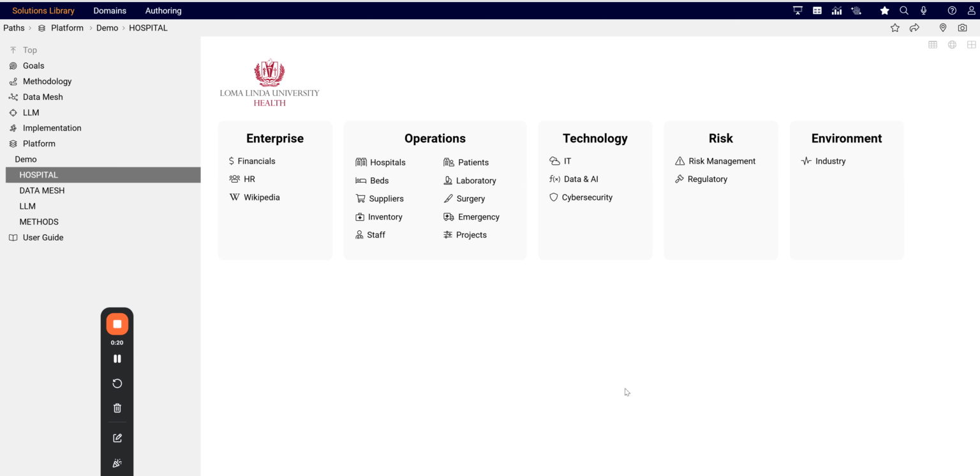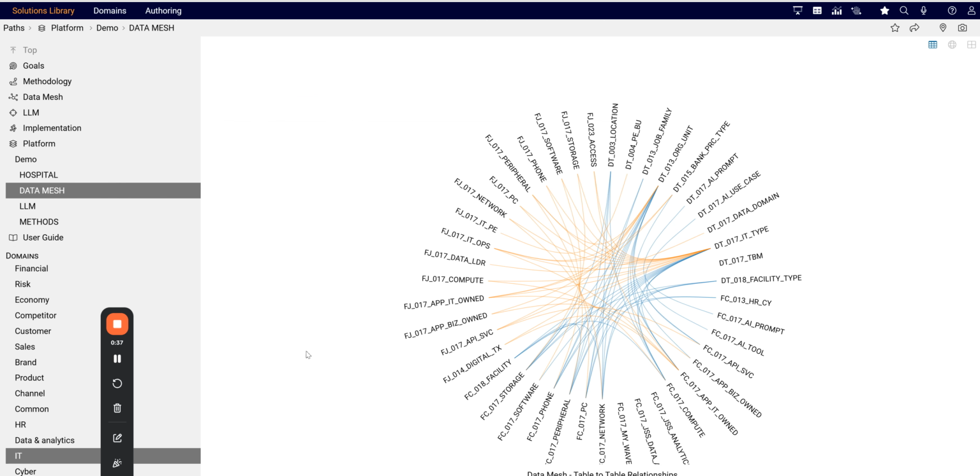So if we look at the solution itself, it has a set of views which are subdivided by areas. For example, your financials, human resources, the hospital operations, information technology, cybersecurity, risk management, and then environment or the healthcare industry. Underpinning this, we have a data mesh, which is used to identify, organize, and connect your data. The data mesh is pre-built, so you don't need to build it. You simply need to load your data in the tables to activate the solutions.